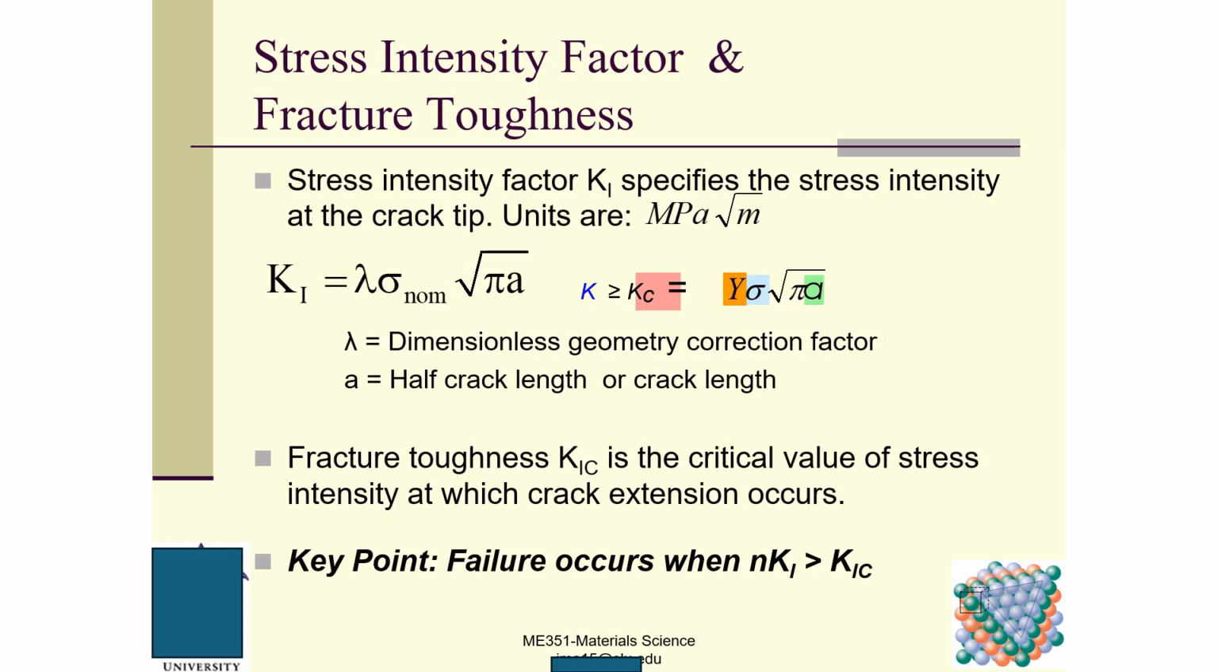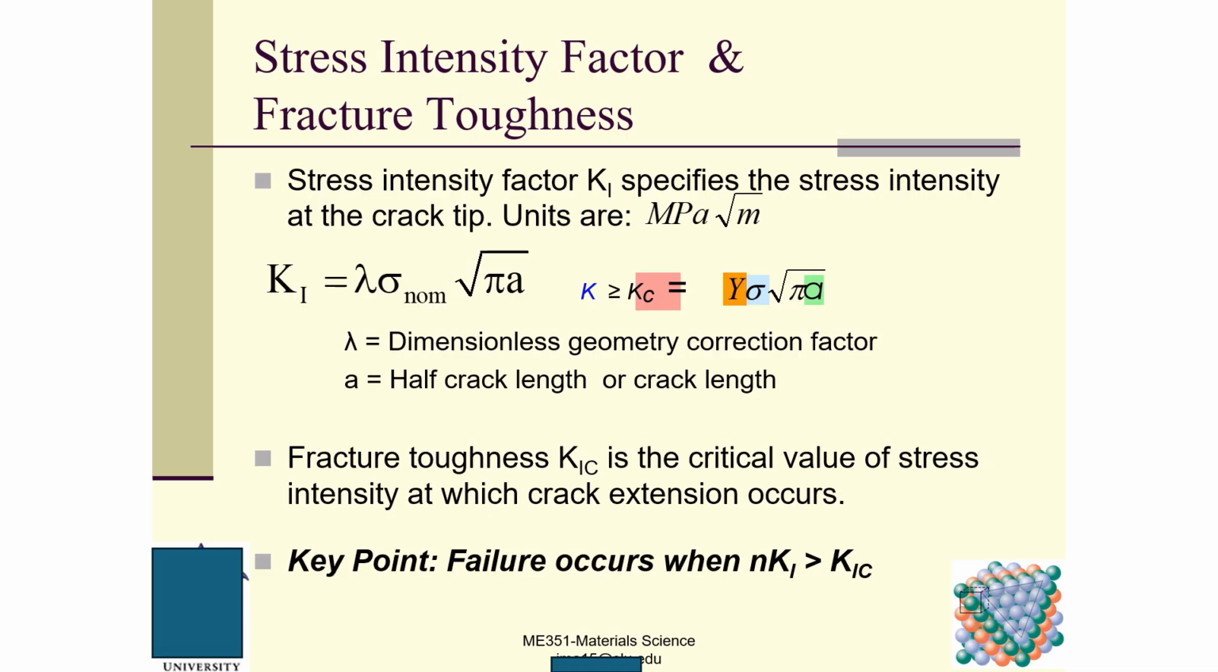If this K is greater than Kc, the critical value, which is a material parameter, then the crack will propagate. So Kc equals Y sigma, Y multiplied by sigma square root of pi a. So here, KIC is the critical value of stress intensity factor at which crack extension occurs. And the key point is that failure occurs when n multiplied by KI is greater than KIC. n is a safety factor.